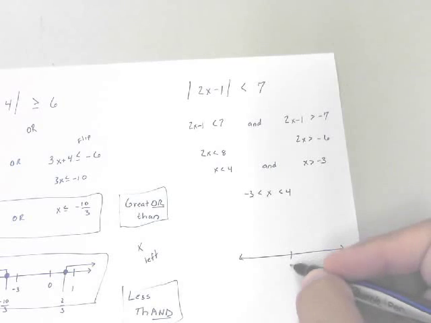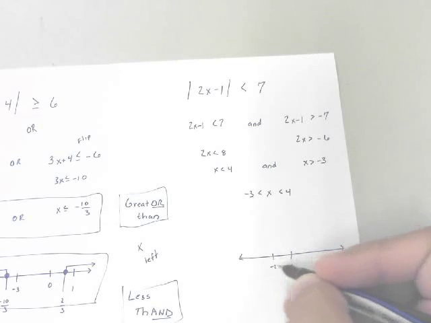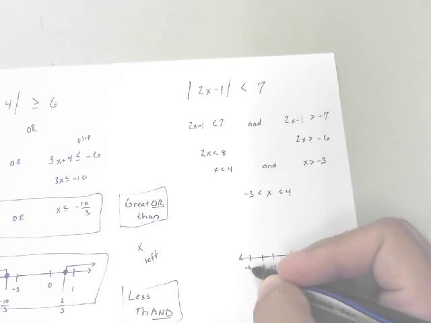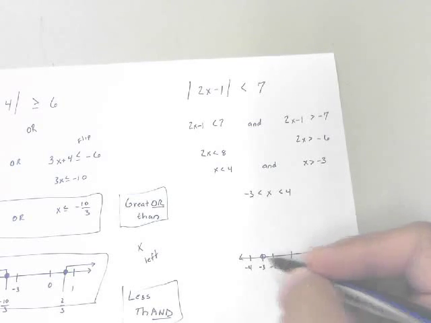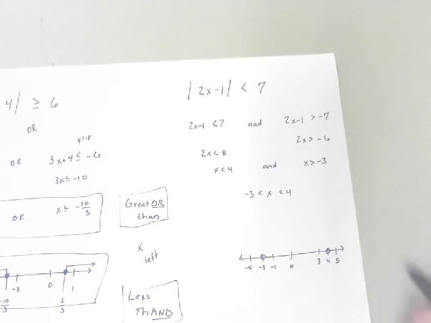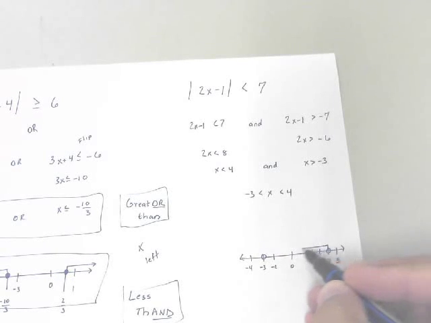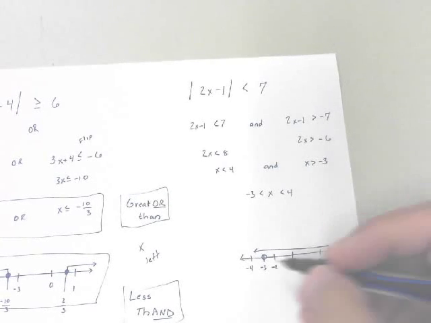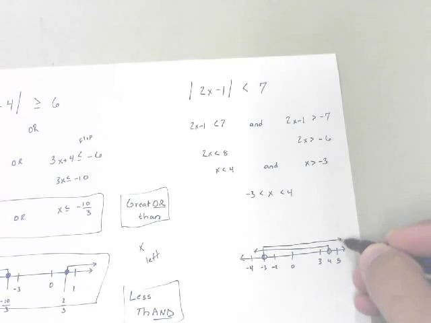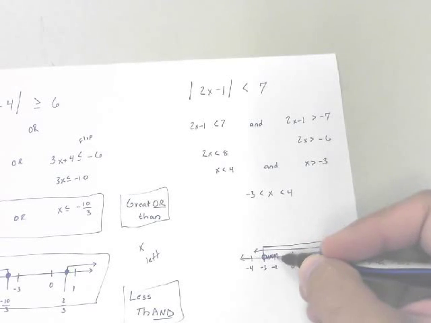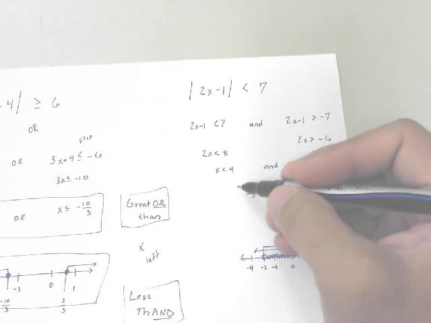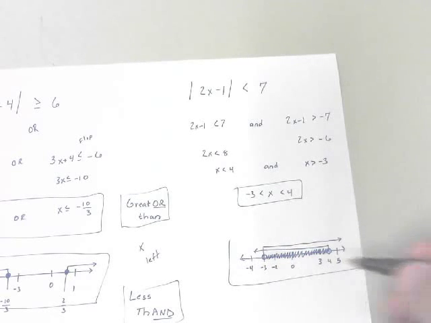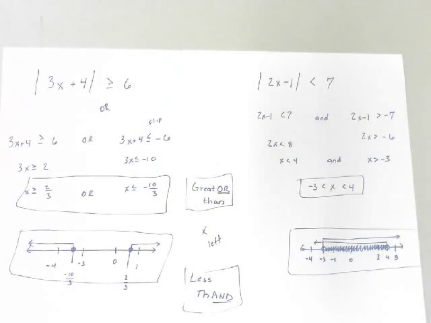I'm going to go to my number line, 0, negative 2, negative 3, negative 4, and then 3, 4, 5. Open circle at negative 3, open circle at 4. X is less than 4 means essentially I'm shading that way. X is greater than negative 3 means I'm shading that way. The overlap, since this is an and problem, is in between the two. So in this case, this would be my solution, and that would be my graph.